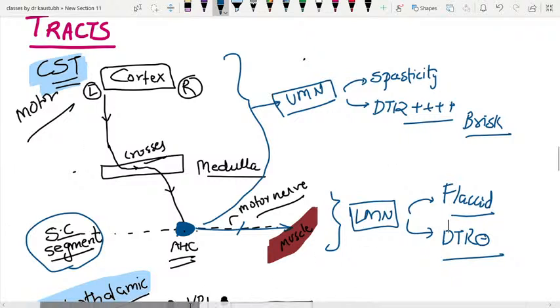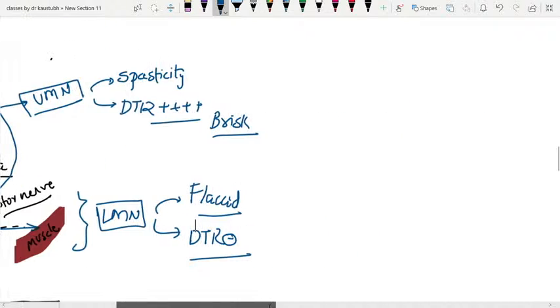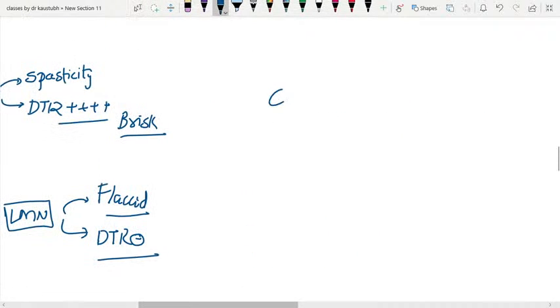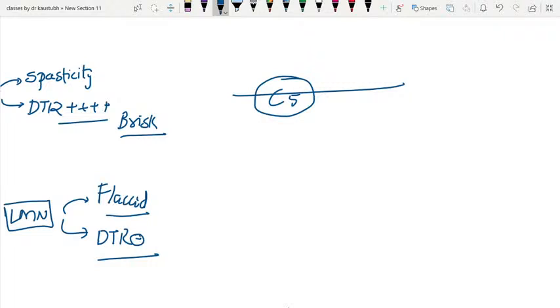So if I ask you a very simple thing: imagine this is C5, and I am having a lesion at C5. What will happen above? What will happen at this level? What will happen below? If you look at above, the lesion is at C5, and everything above C5 will remain normal, because the spinal segments are absolutely normal.